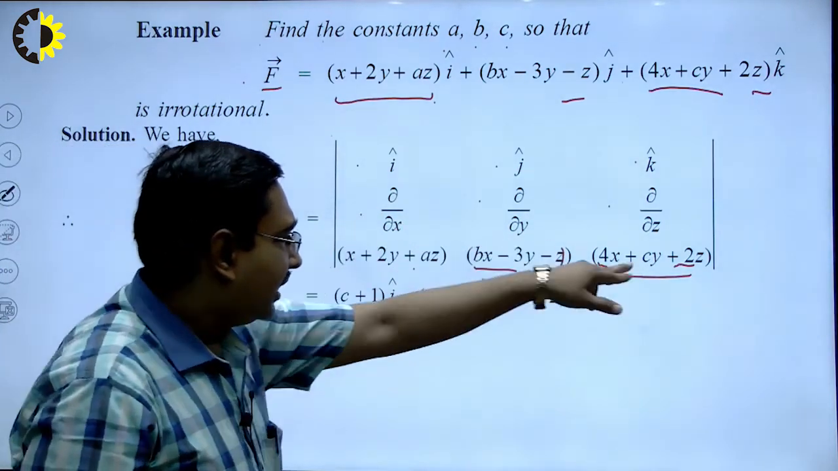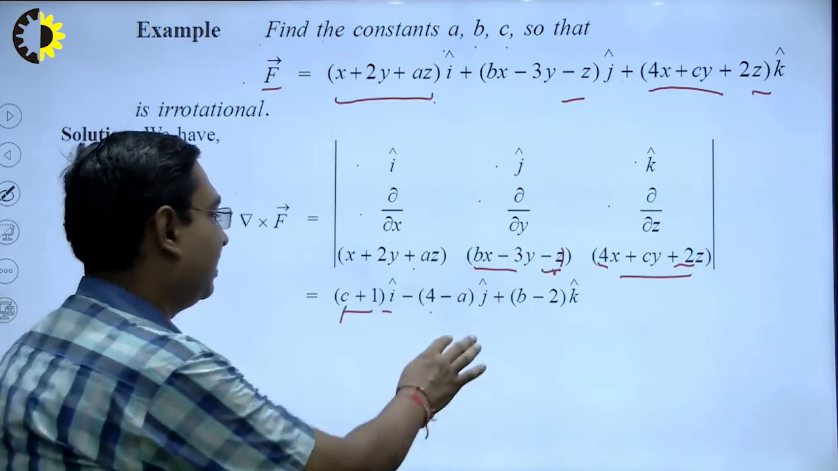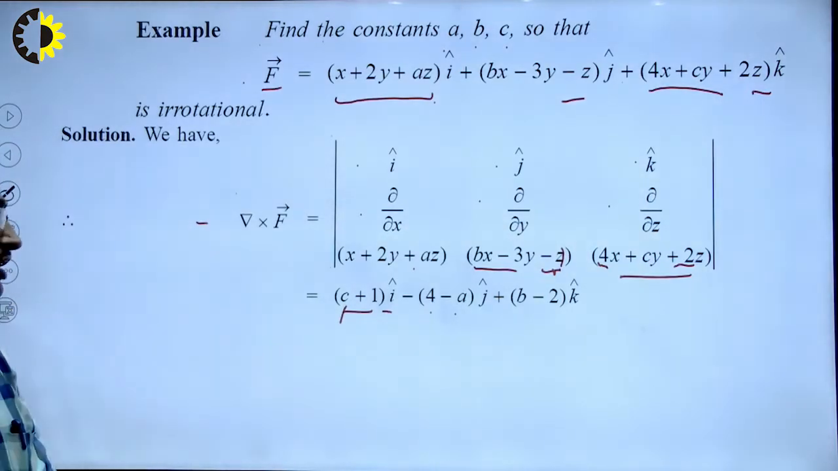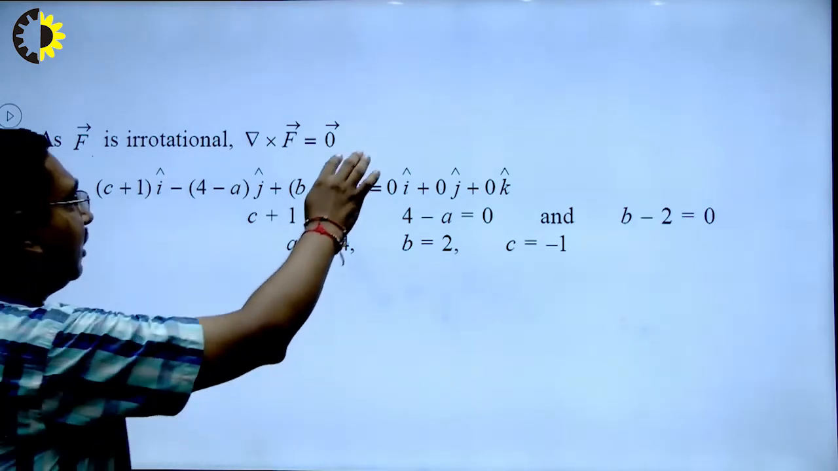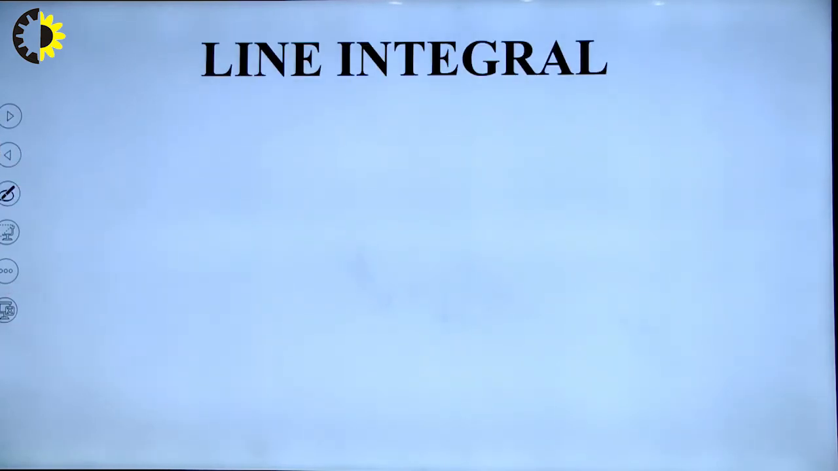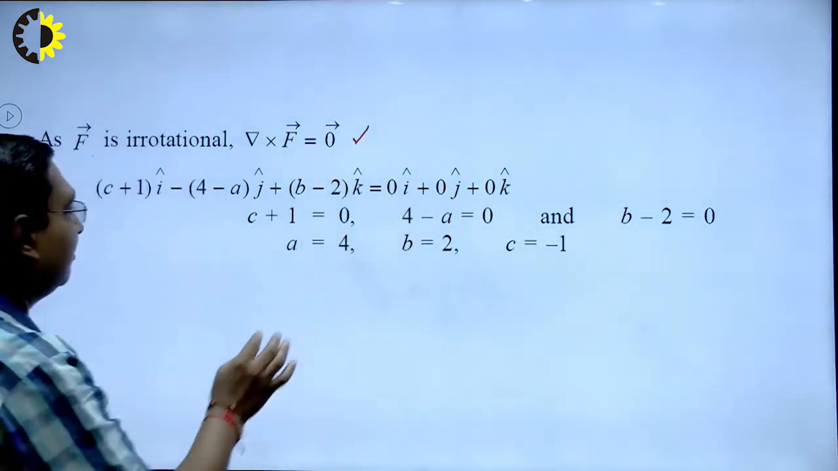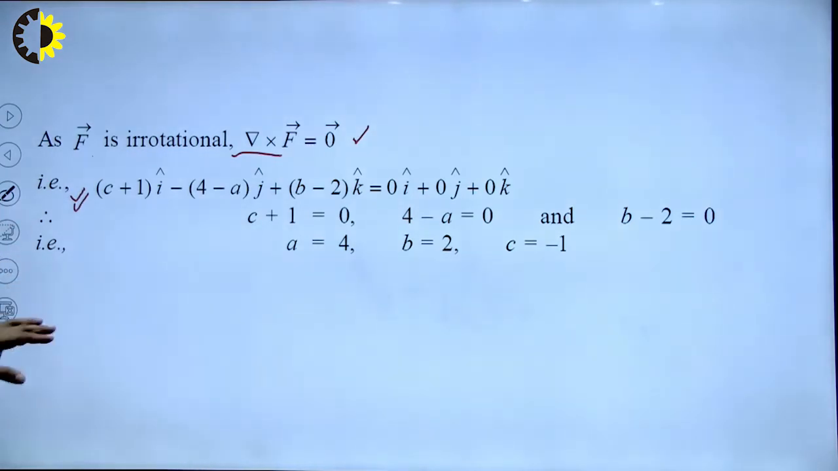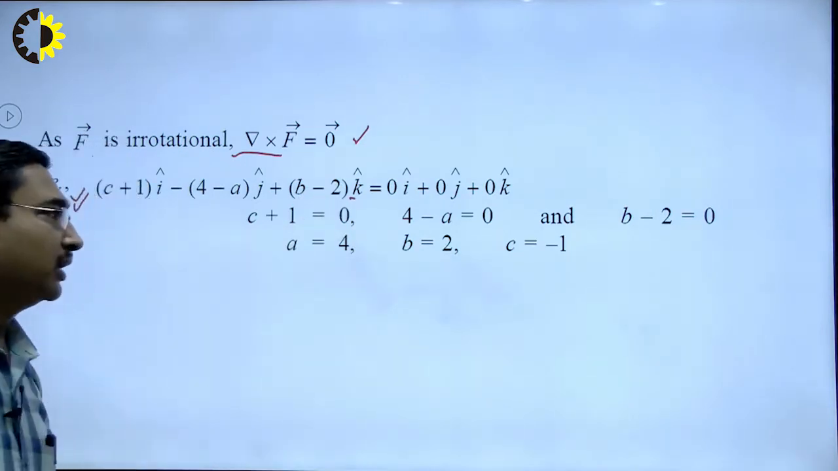Similarly, del upon del x of this will give 4, del upon del z of this will give a, and third term on same pattern will be (b minus 2) k cap. Now, because f is irrotational, therefore del cross f will be a 0 vector. This 0 vector is on right hand side. Del cross f is replaced from its value calculated in previous slide, (c plus 1) i cap minus (4 minus a) j cap plus (b minus 2) k cap.